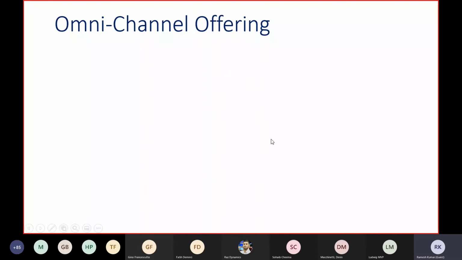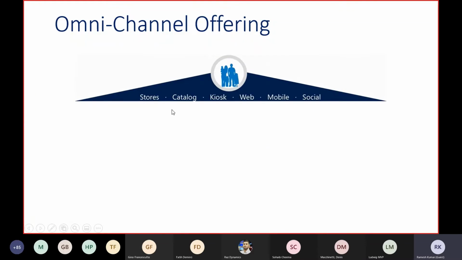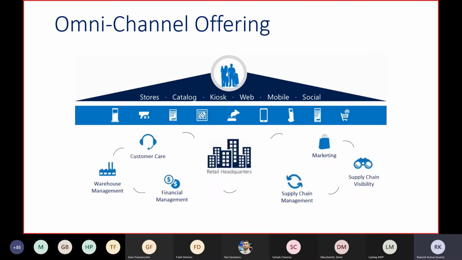So omni-channel offering. The omni-channel offering starts with all the stores, catalogs, kiosk, web, mobile, and social, which connects to the retail headquarters and is tightly integrated with other modules like finance, supply chain management, and sales and marketing, and also with the other Dynamics 365 CRM applications like sales, marketing, field service, as well as the Power Platform, Power BI.